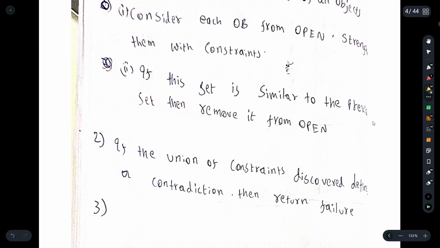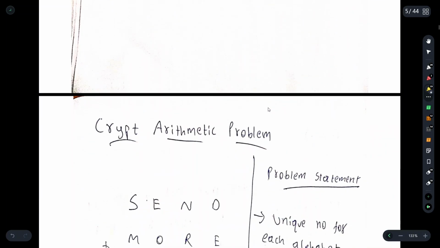So if the set is similar to the previous set, then remove it from the open. If it has the same color as the previous one, we need to remove it from the open. If the union of the constraints discovered defines a contradiction, then return failure.